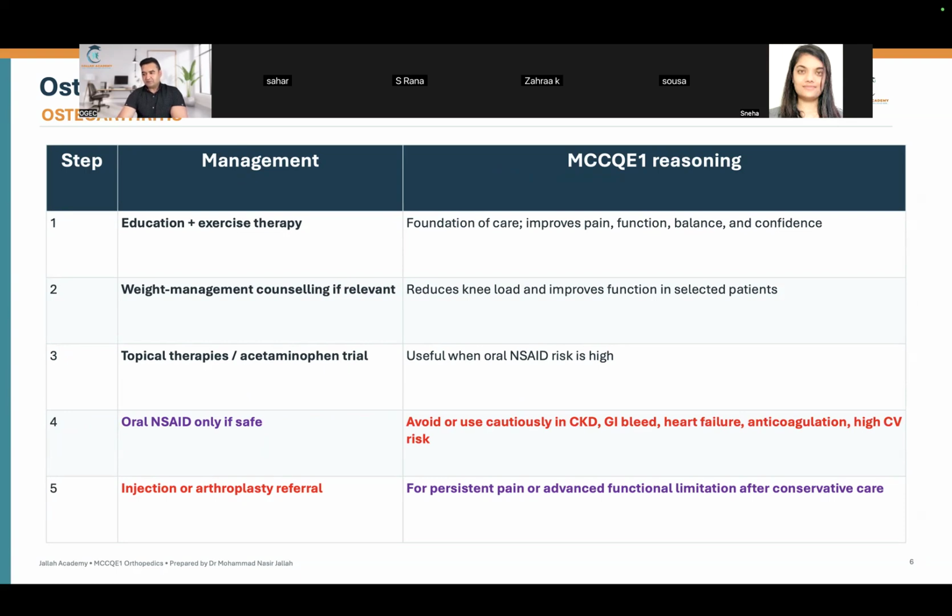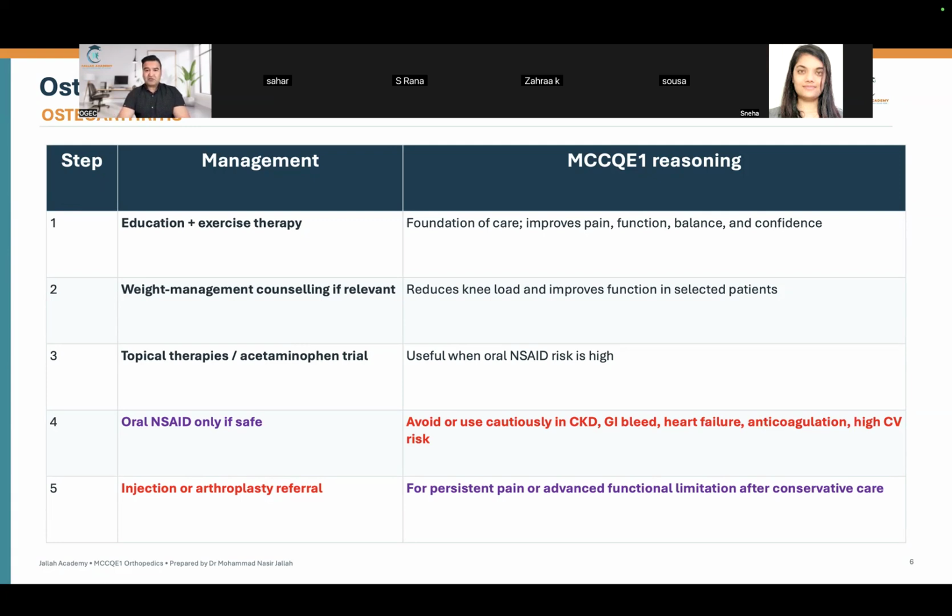Osteoarthritis management. Obviously, the first best thing is education plus exercise. Why? Because the patient has to know what this condition is and what helps this condition. If he knows the condition, then he will be in a better position to take those steps for the betterment of his health. This is the foundation of care: it improves pain, function, balance, and confidence. Weight management counseling if relevant.